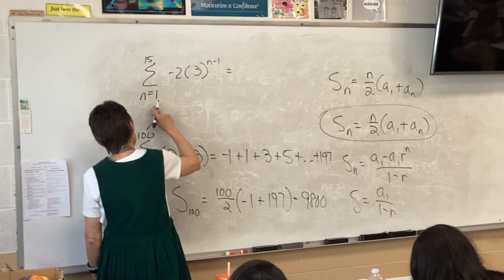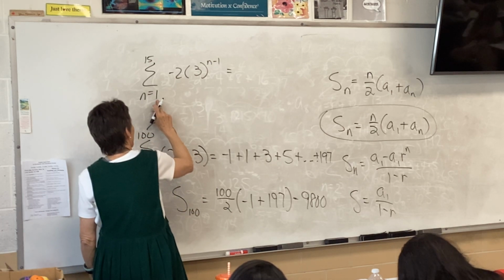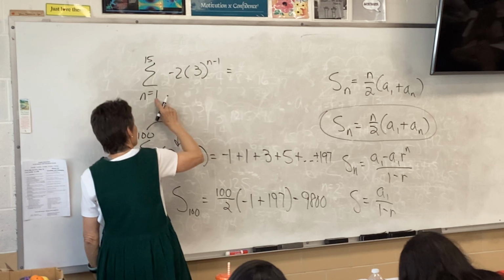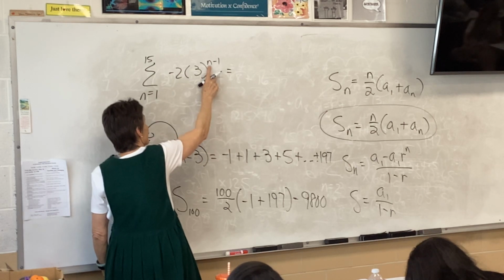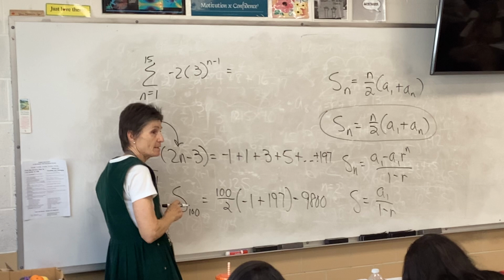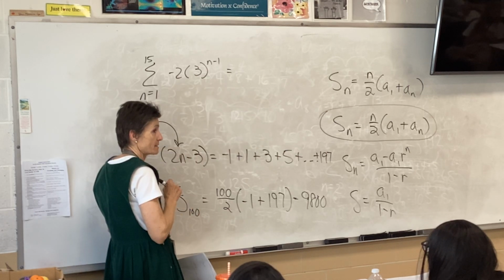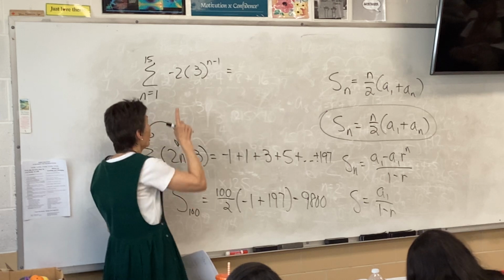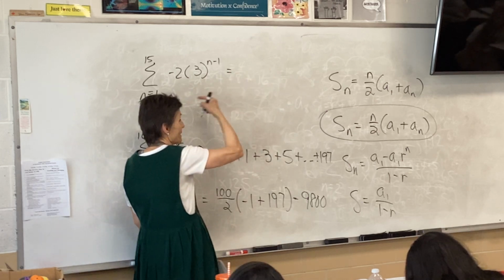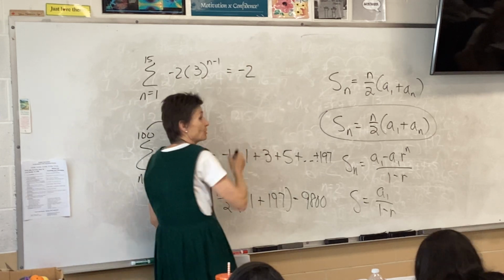All right, it's definitely geometric. Guys, if you plug a 1 in, right here, if you plug a 1 in, it makes that exponent 0. And anything to the zeroth is 1. So what is the first term that I would be adding? -2.